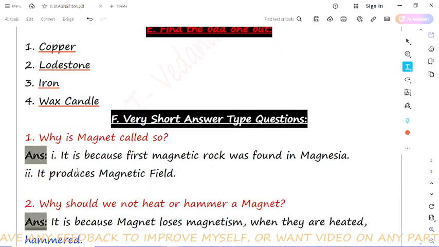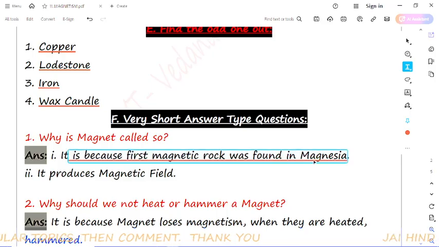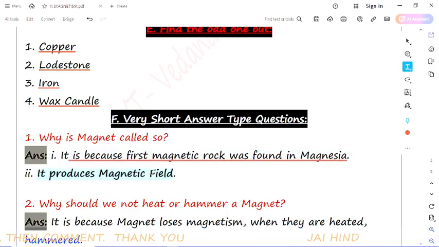So the next section has very short type questions. In the very short type questions we'll give short answers. The first question is: why is a magnet called so? It is because the magnetic ore was found in Magnesia. The second point is that it provides a magnetic field.